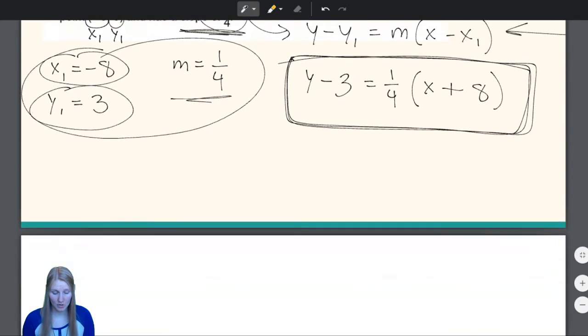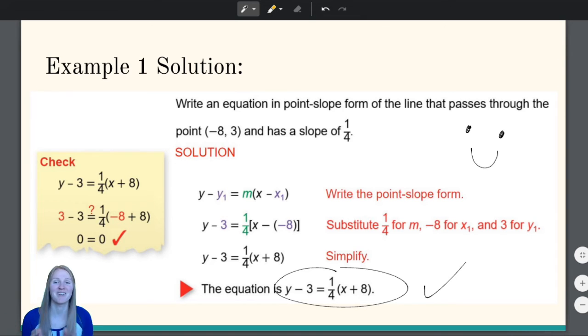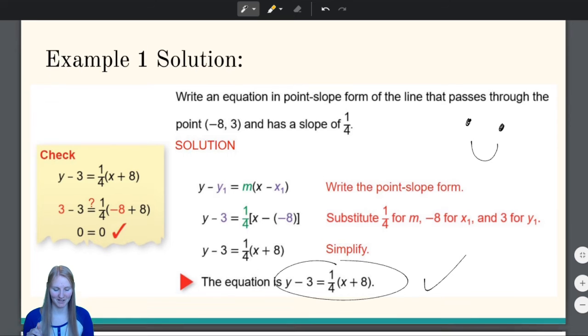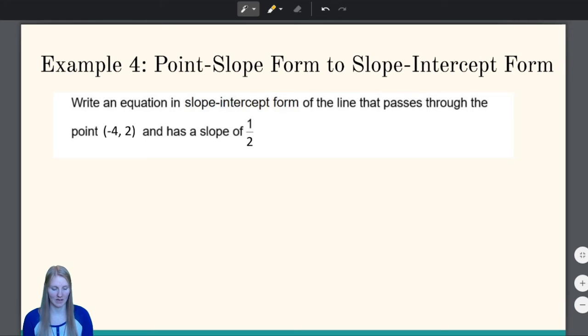Okay, peachy, let's make sure that we were correct. Yeah, y minus 3 equals 1/4 times x plus 8. Perfect, that's what we got. So we are correct, and we are ready to move on to our next example.